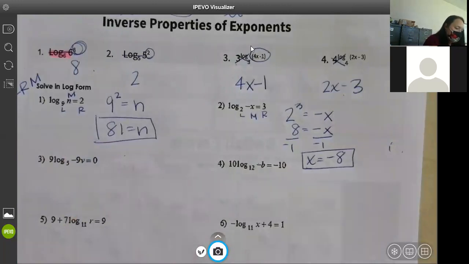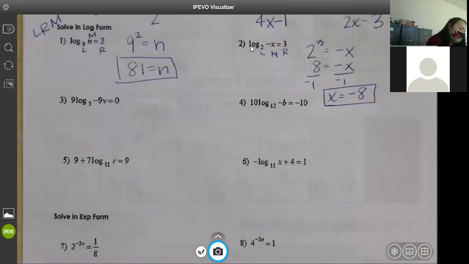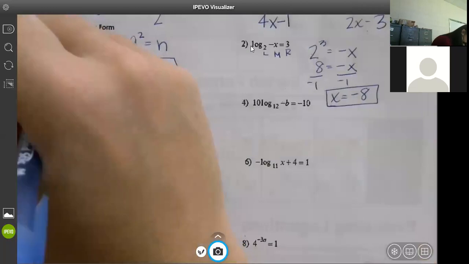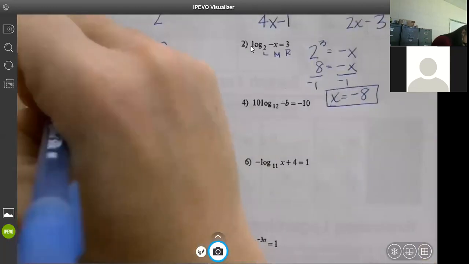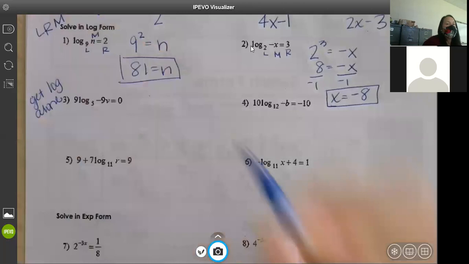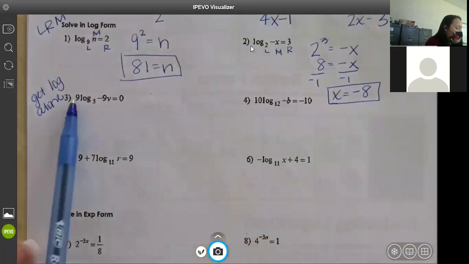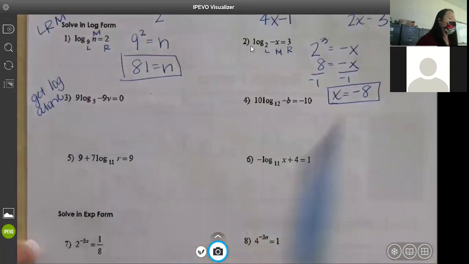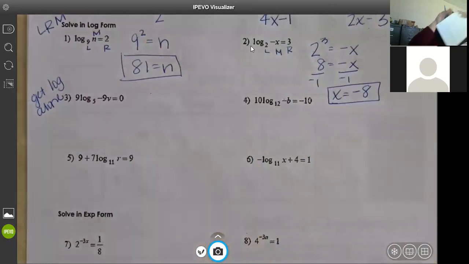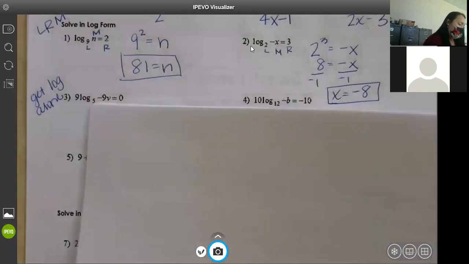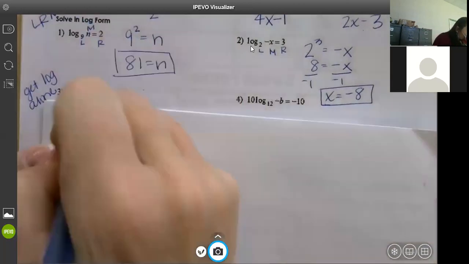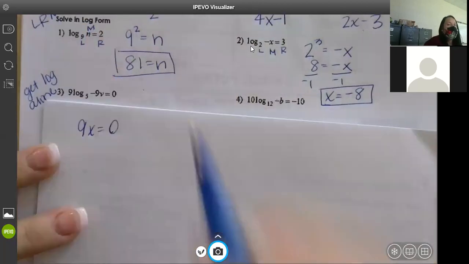All right, so let's look at the next one. Here's the difference in this one. You have to get that log by itself. So get that log alone or by itself. So on the first two, the problem is we have a 9 right here. So treat this like it's 9x equals 0. How would I solve this?